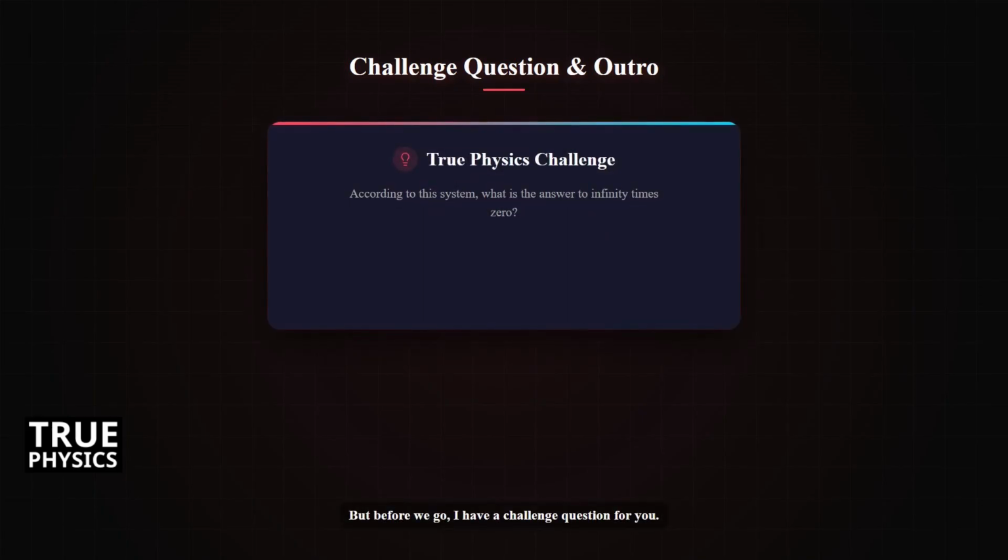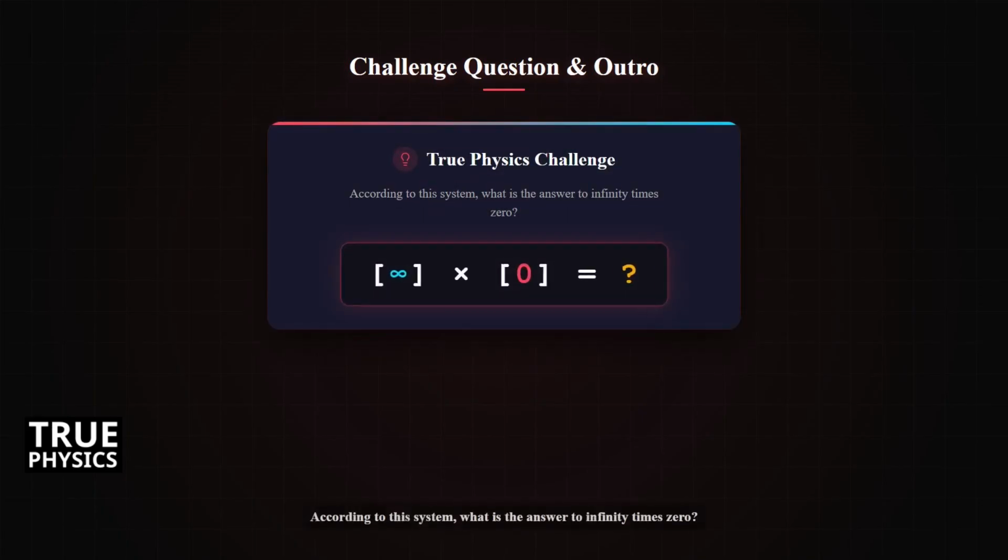But before we go, a challenge question. According to this system, what's the answer to infinity times 0?